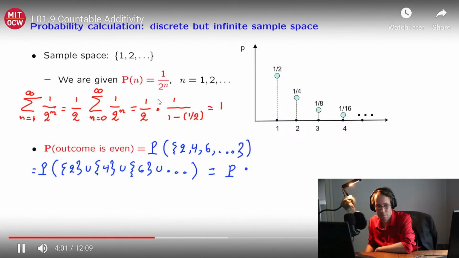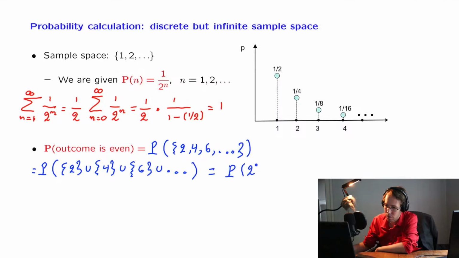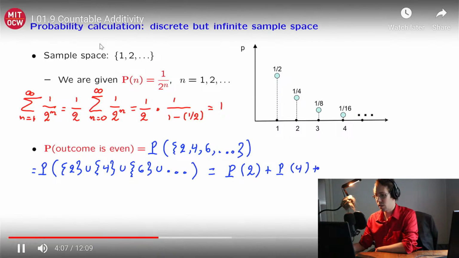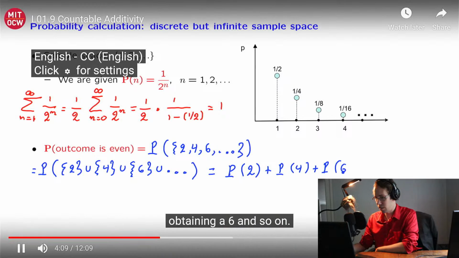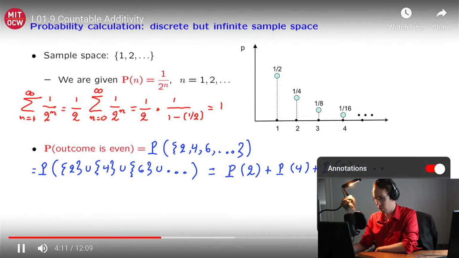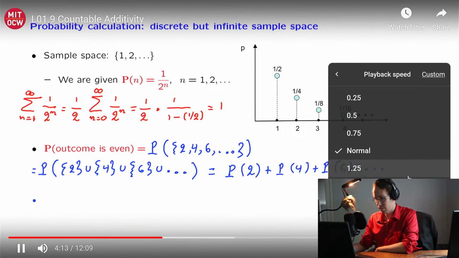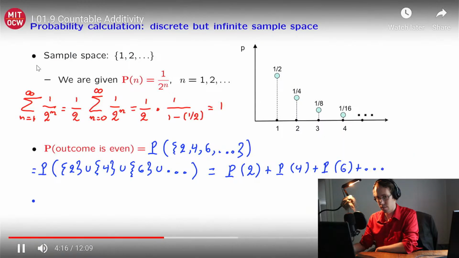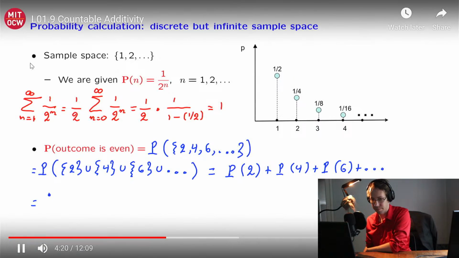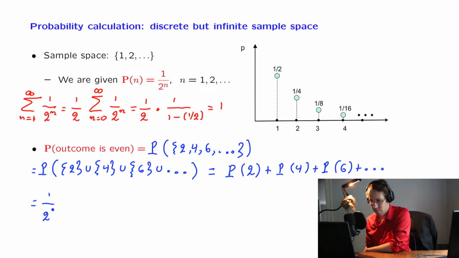So this is the probability of obtaining a 2, plus the probability of obtaining a 4, plus the probability of obtaining a 6, and so on. If you're curious about doing this calculation and actually obtaining a numerical answer, you would proceed as follows. You notice that this is 1 over 2 to the second power plus 1 over 2 to the fourth power plus 1 over 2 to the sixth power, and so on.